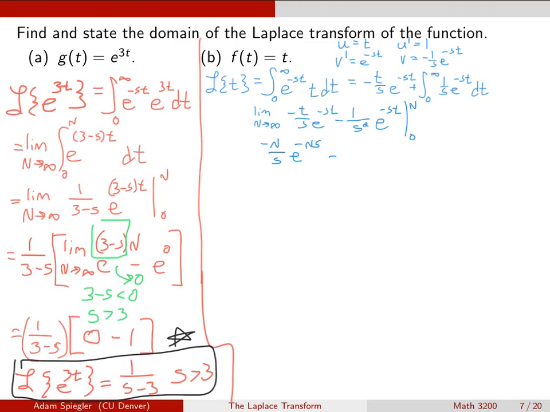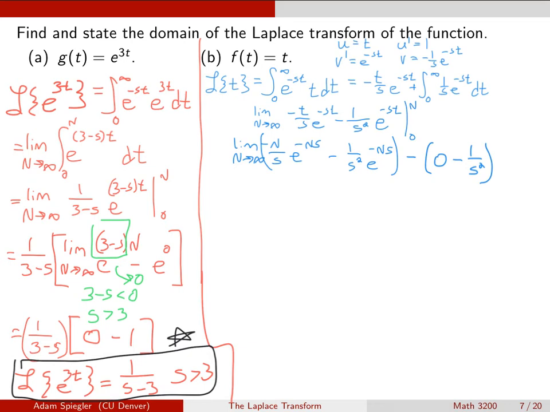And then when I plug it into the other term, we're going to get 1 over s squared e to the minus n times s. And we're taking the limit as n goes to infinity. So that would be our upper limit, what we get when we evaluate the upper limit, and then we subtract what we get when we evaluate this at 0, which is going to be 0 when I plug in 0 over here, and from the second part we're going to get a minus 1 over s squared times e to the 0, which is 1.